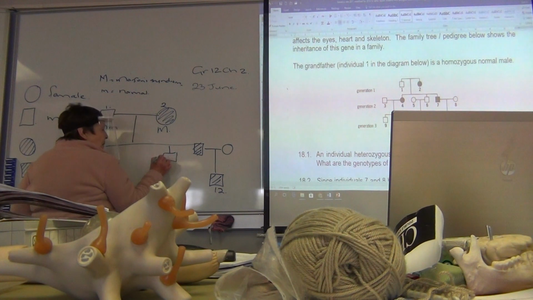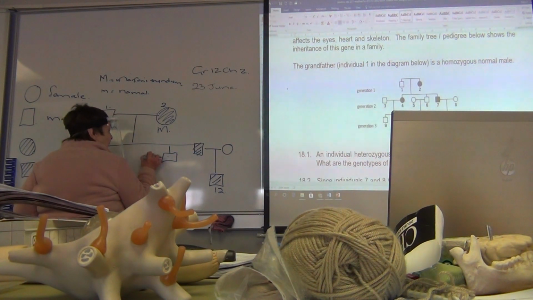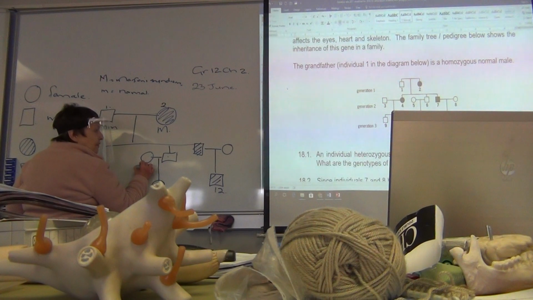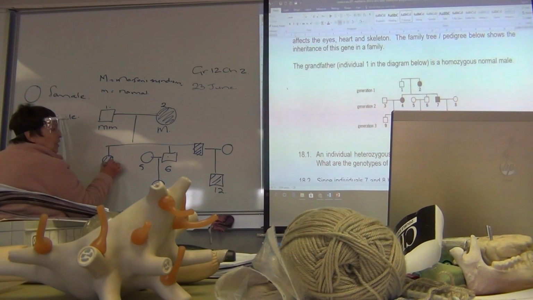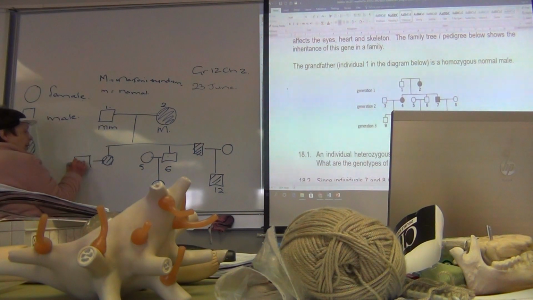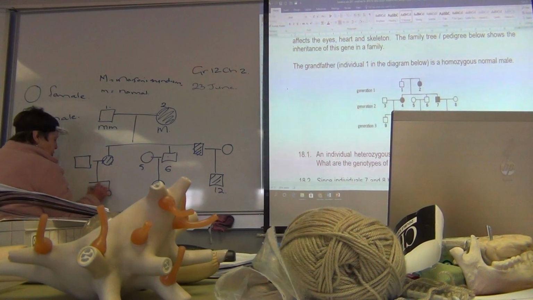Okay. There's a male child who doesn't have it, married to a female who doesn't have it, and he has a male who does, a female who doesn't have it. So that is 5 and that is 6. And there's a female who does have it, married to a male who doesn't have it, and they have 2 children who don't have it.